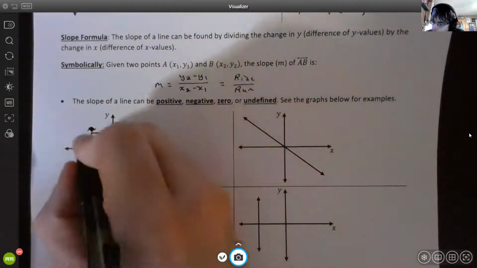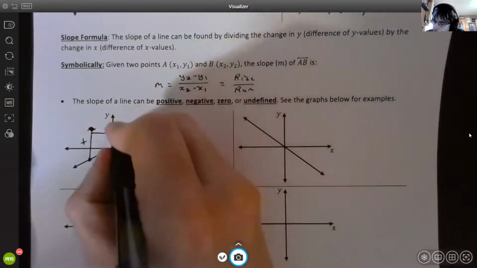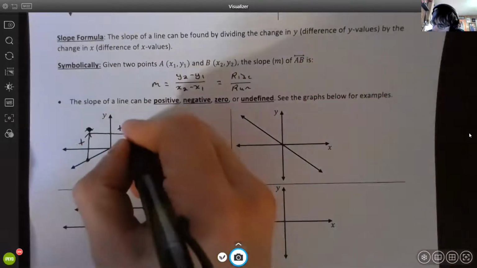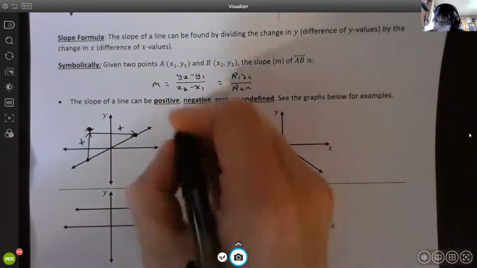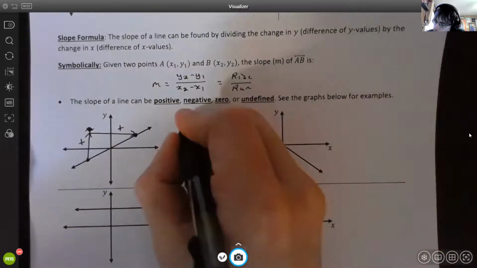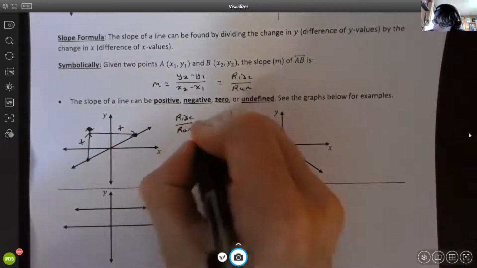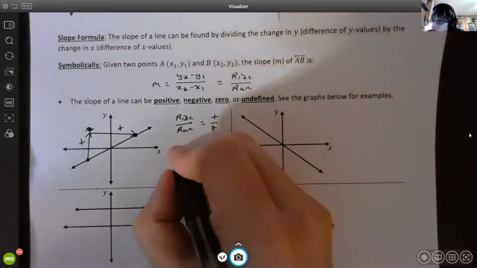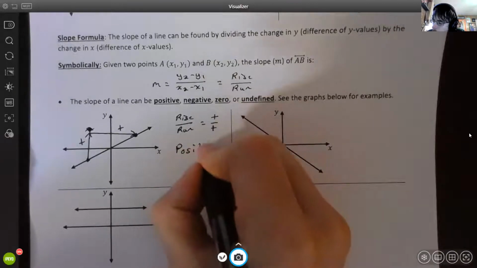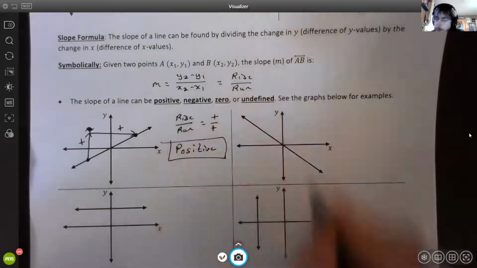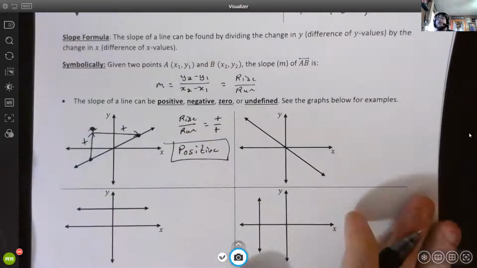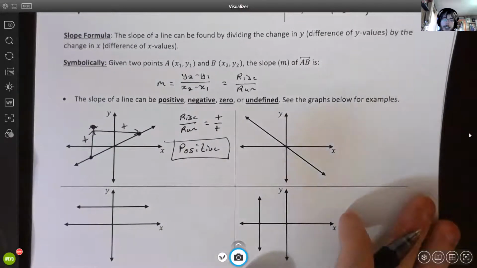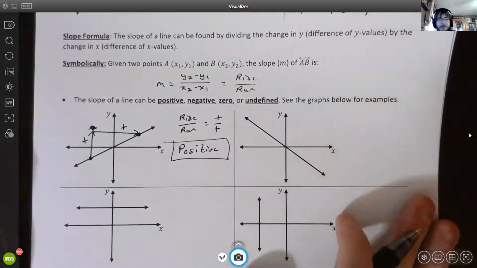So that means that you have a positive rise and a positive run, because you're going up and then to the right. So your rise over run, your slope, is equal to a positive over a positive, which means that this slope is positive. So if you remember, it's up and to the right, or down and to the left, whichever way, okay?